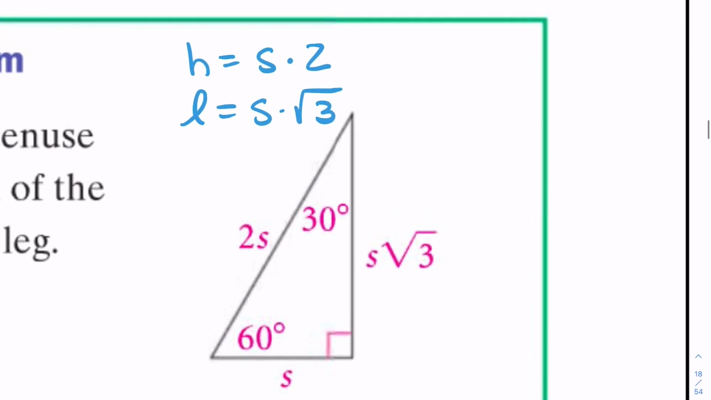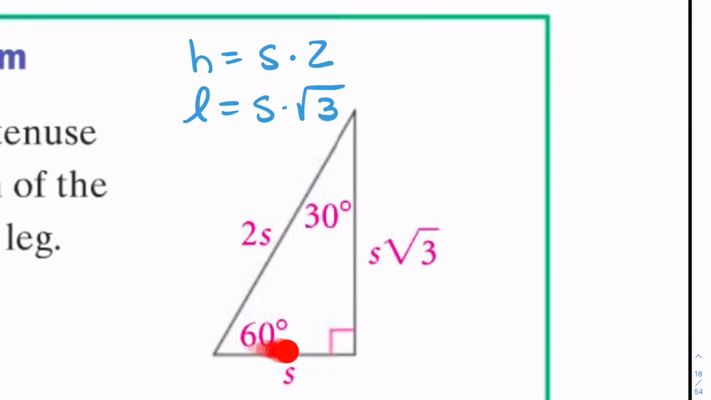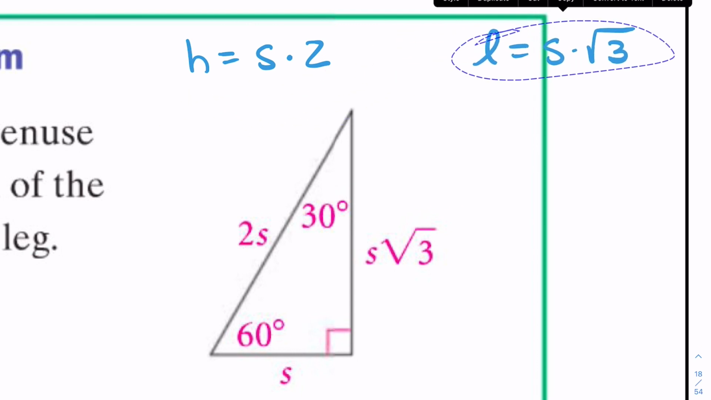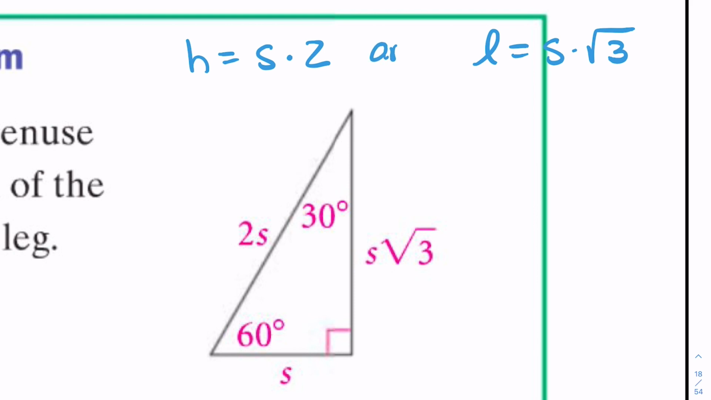If you're given the short leg, you're in a really good situation. You put the short leg in for both of these. You'll quickly find the length of the long leg and the length of the hypotenuse. Done. Very easy. And if you're given the hypotenuse, not too bad. You put that number in here, divide both sides by 2, and you'll get the short leg. Then you can put the short leg in here, and boom, you have the long leg. That's pretty easy as well.